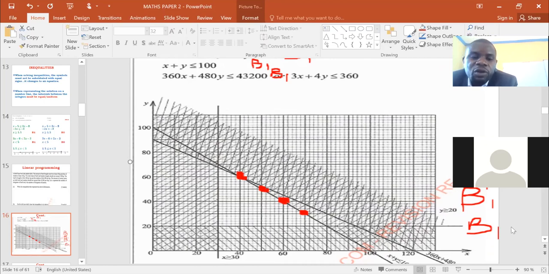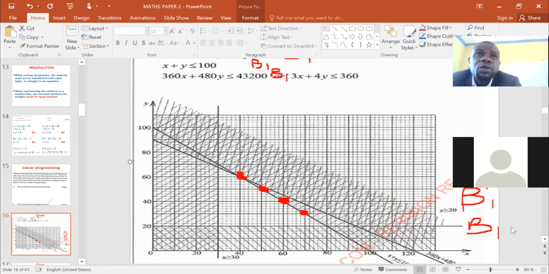The shading is done: you identify the unwanted region and the wanted region. Now, we notice that most students are able to do up to that particular area. Actually, the first 5 or 6 or 7 marks are always scored by students. The problem comes on the lower part when you are asked to determine the maximum profit or the minimum profit. The reason for that is most students struggle to draw the objective function line, or the search line as we term it.